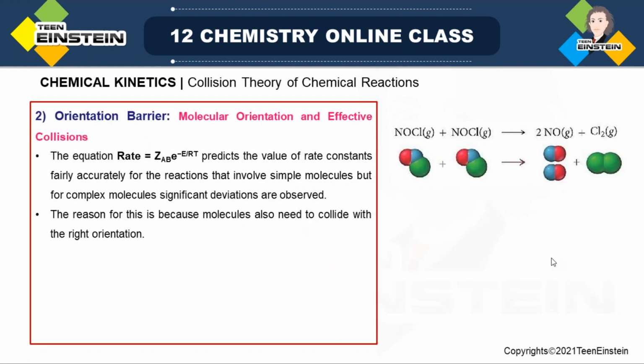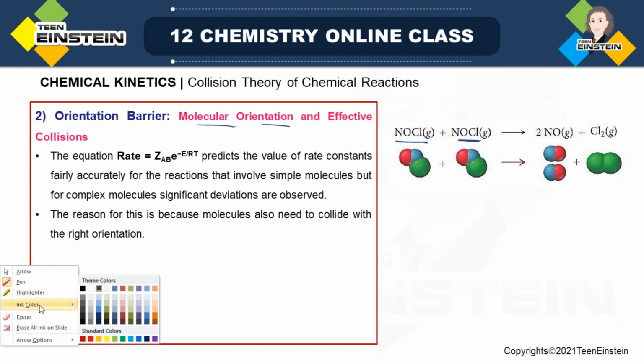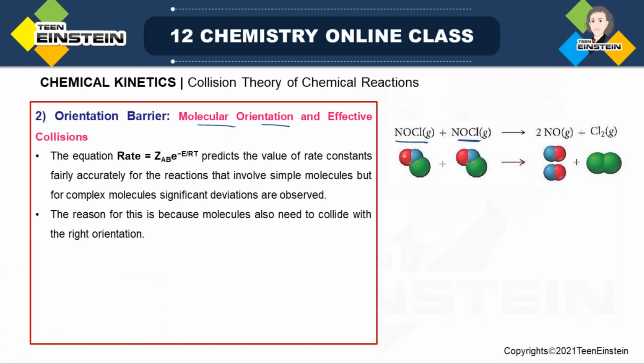Next point, orientation barrier. Here we will see molecular orientation and effective collision. Suppose we have the molecule NOCl. Here it is NO, this is Cl, NOCl, then NO. So this is the product. In the product we are getting nitric oxide and chlorine molecule. Fine. So the equation is rate equal to ZAB e to the power minus E by RT.